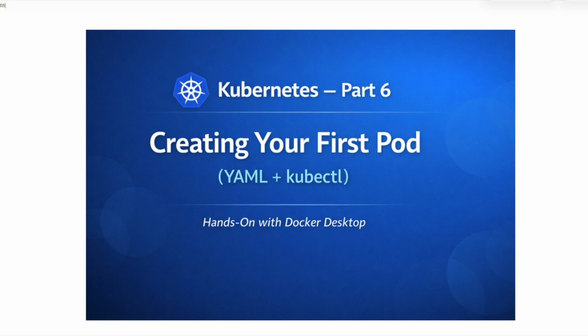In the previous videos, we learned what pods are and how Kubernetes creates and replaces them using a definition. In this video, we will take the next step and actually do it. We will create a simple pod definition using a YAML file and use kubectl to run it on a local Kubernetes cluster. I am running Kubernetes locally using Docker Desktop, so everything you see in this video will happen on my machine. The goal of this video is not to memorize commands but to understand the flow from a YAML file to a running pod. Let's get started.